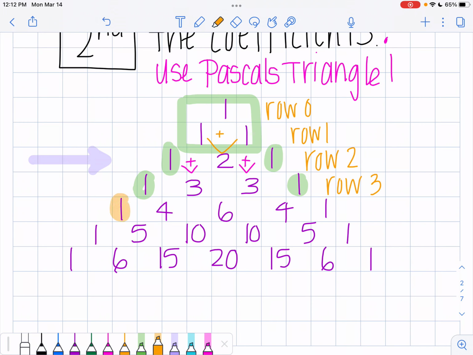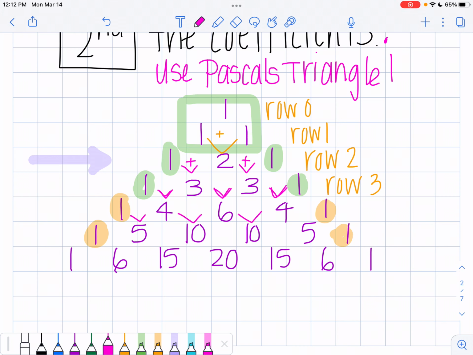Again, start with a 1, end with a 1. So I add these to get the numbers. 1 plus 3 is equal to 4. 3 plus 3 is equal to 6. 3 plus 1 is equal to 4. Start with a 1, end with a 1. Add together the numbers. 1 plus 4 is 5. 4 plus 6 is 10.